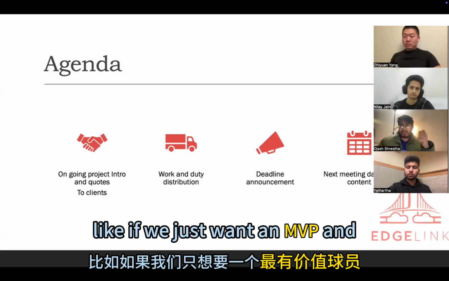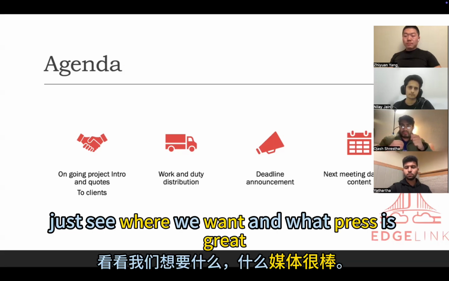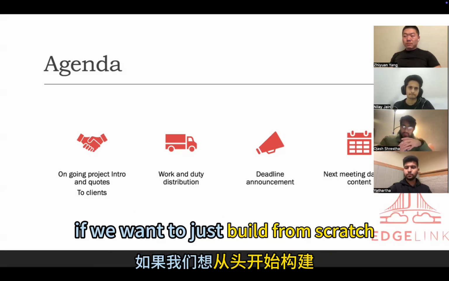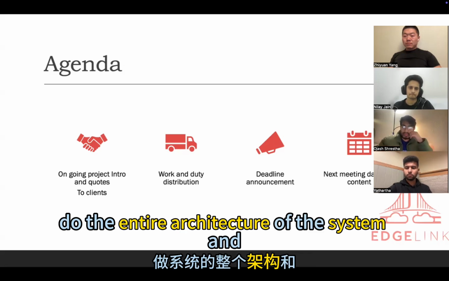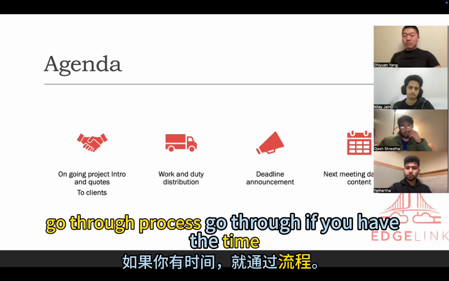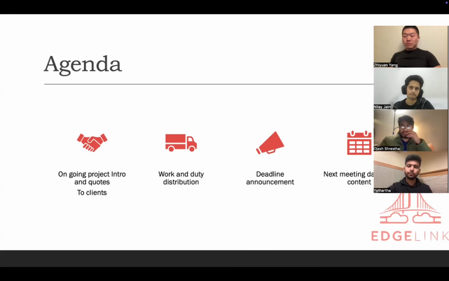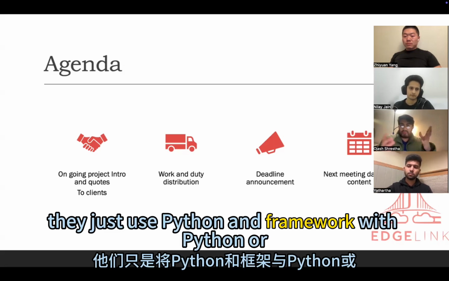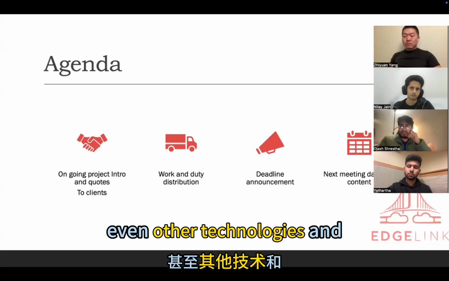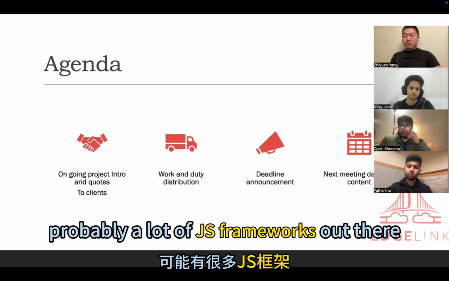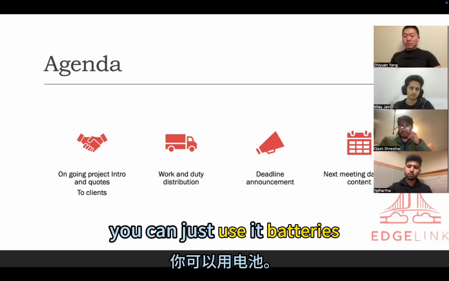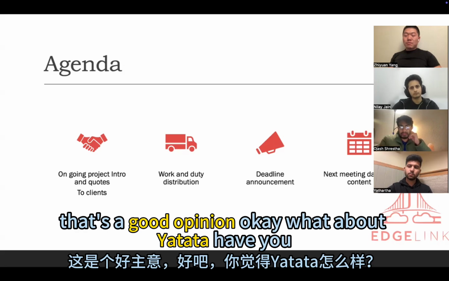For an MVP, WordPress would be great. If we just want an MVP and want to see where it goes, WordPress is great. If we want to build from scratch, do the entire architecture of the system and go through the process, if you have the time, just use Python and any framework with Python, or even other technologies. There are a lot of JS frameworks and libraries like React you can use. That's a good opinion.